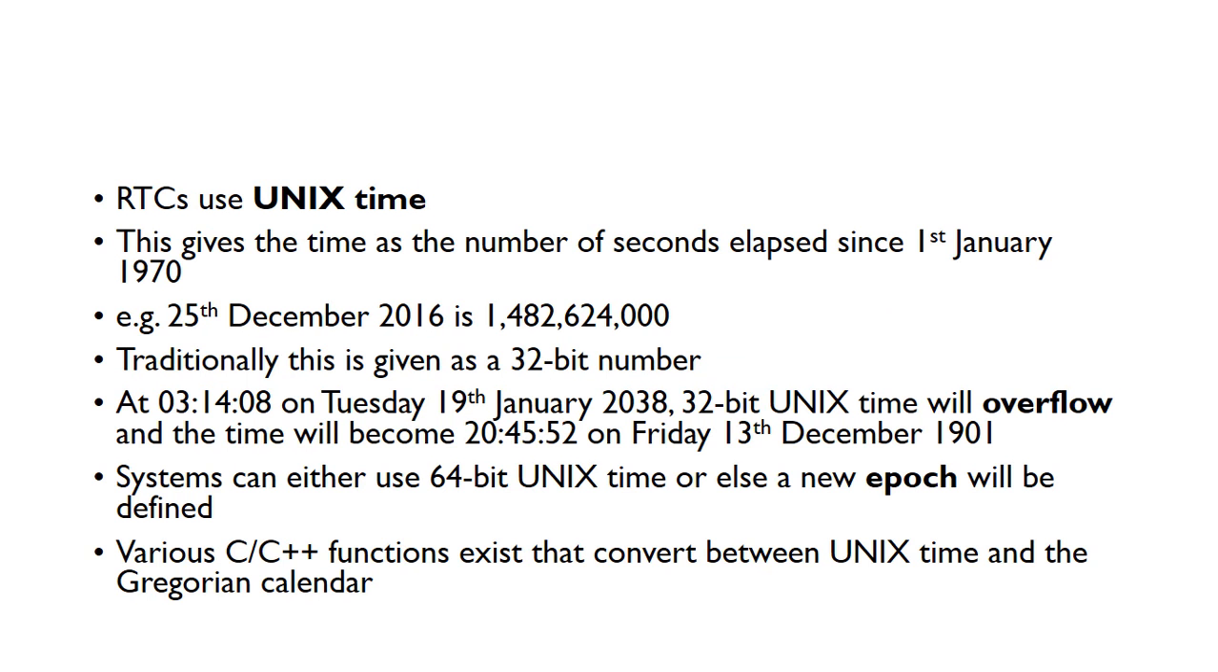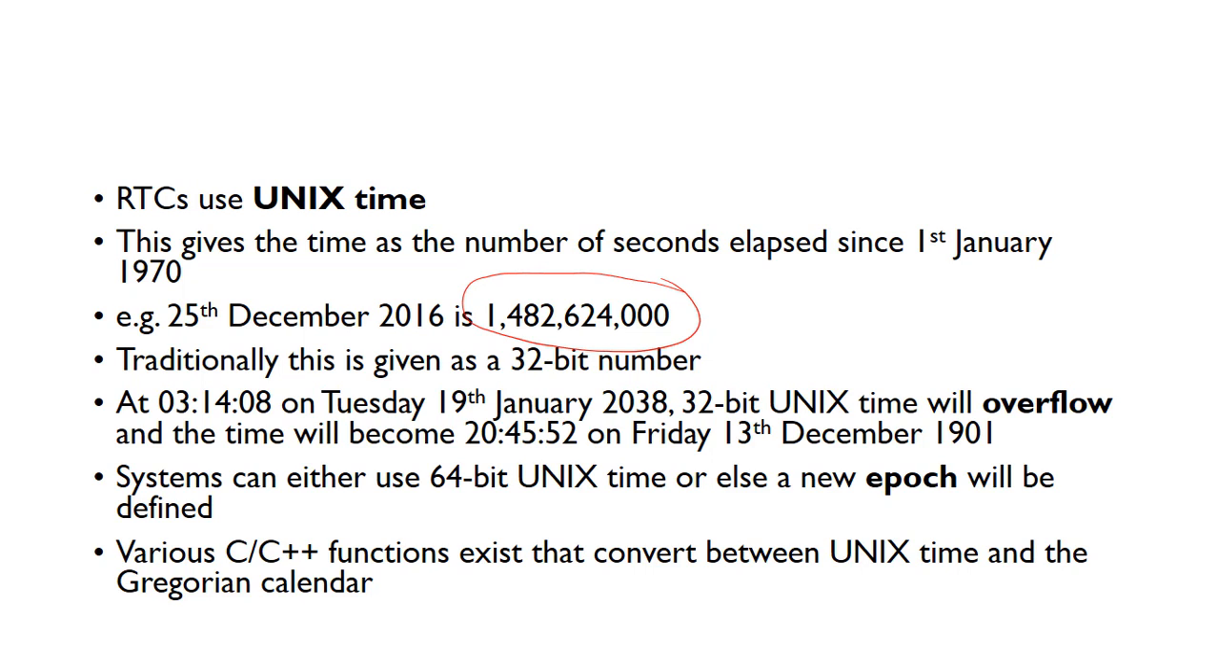So real-time clocks use what's called Unix time. This keeps track of time, and it's defined as the number of seconds elapsed since the 1st of January 1970. So that's how Unix time works. So for example, Christmas Day in 2016 is given by this value. So this is how many seconds have elapsed since the 1st of January 1970.